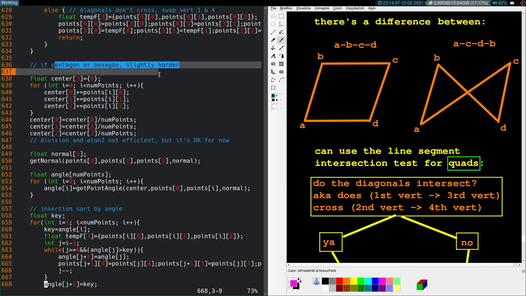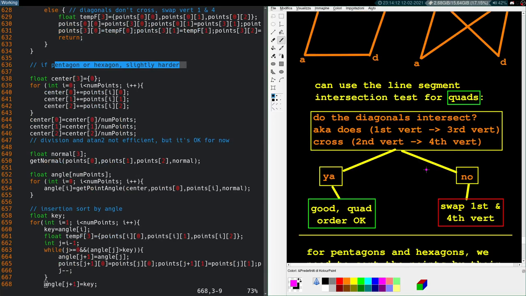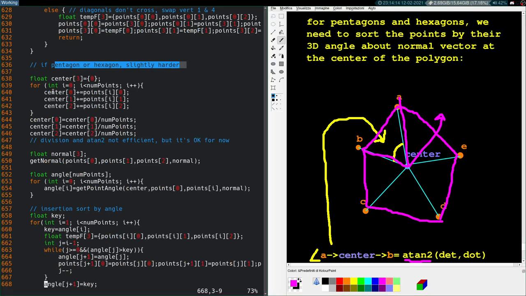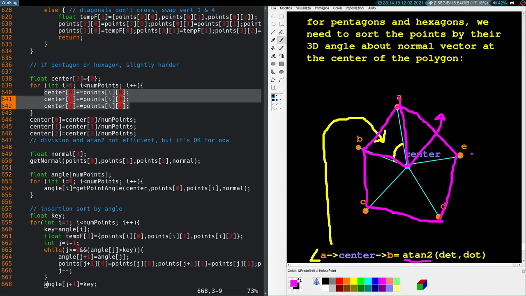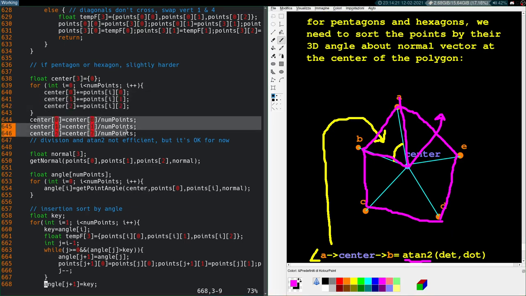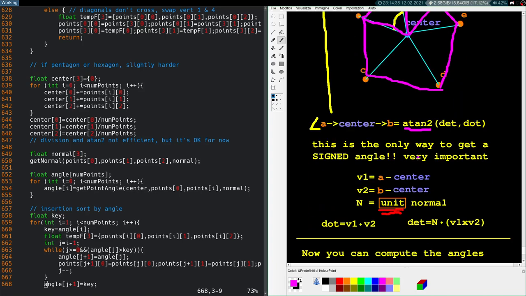Now, for pentagons and hexagons, it's much more difficult and much more operations are involved. So first thing we do is evaluate the center point of all the points in our point set, A, B, C, D, and E. We calculate that like this. Of course, we have a division. Divisions are not very good, but you have to do what you have to do sometimes. Now we're taking the normal. We use that normal, and the points A and center here to compute the angles, as I mentioned down here.